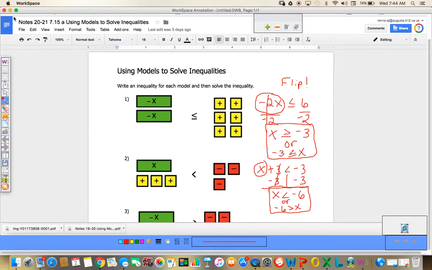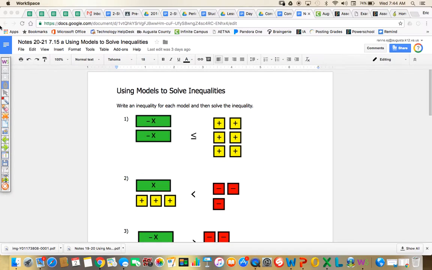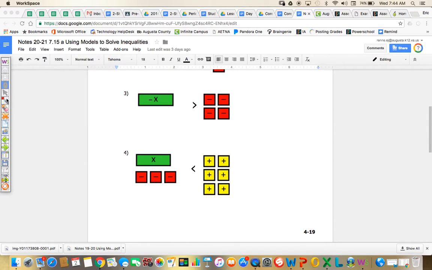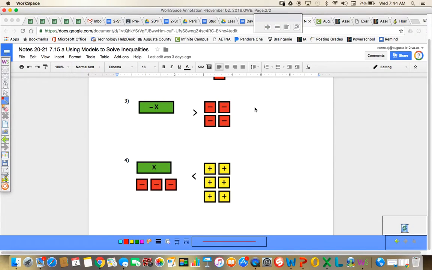So remember, when you're solving inequalities, you have to check the number and make sure the symbols go in the correct way. Okay, let's look at number 3. We have negative x is greater than negative 4.